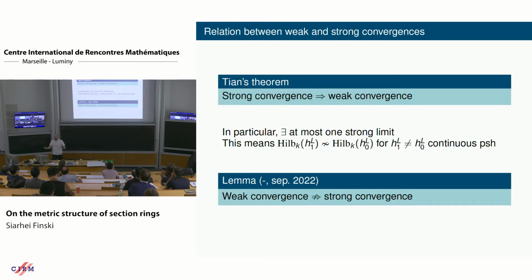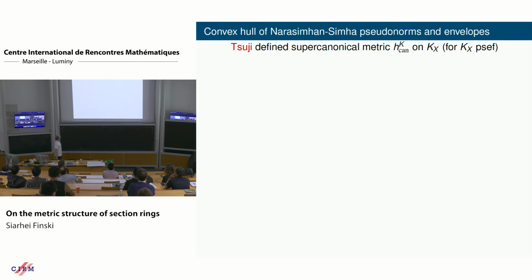From the geometric picture I've given before with this projective space, it's completely trivial, because weak convergence just says that your norms coincide over a space of dimension n, but the dimensions of the projective space grow to infinity. And the fact that the two metrics coincide over the embedding of dimension n shouldn't imply that they should coincide eventually over the whole space. And now I would like to go back to this problem of the Narasimhan-Simha pseudonorms.